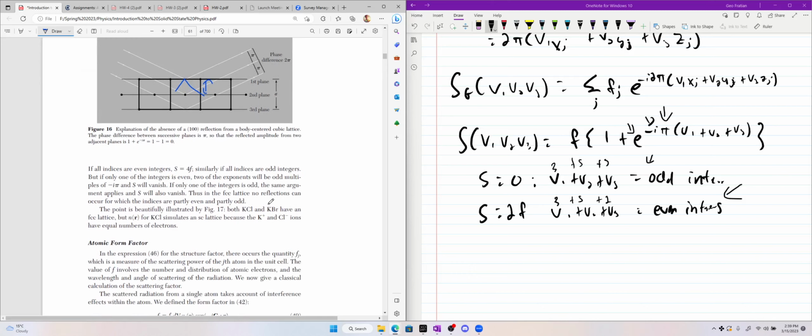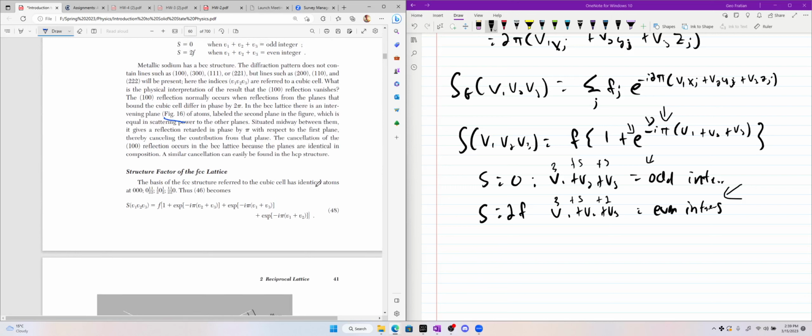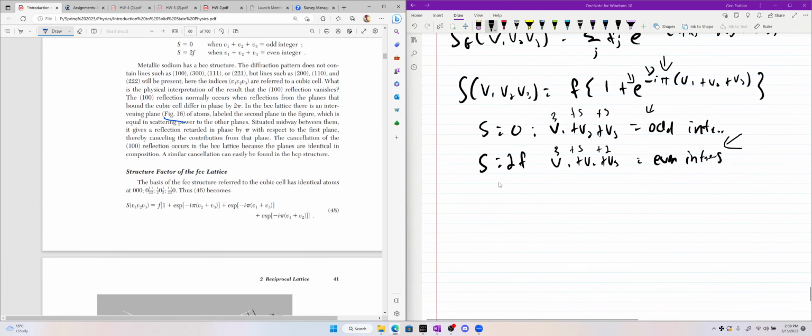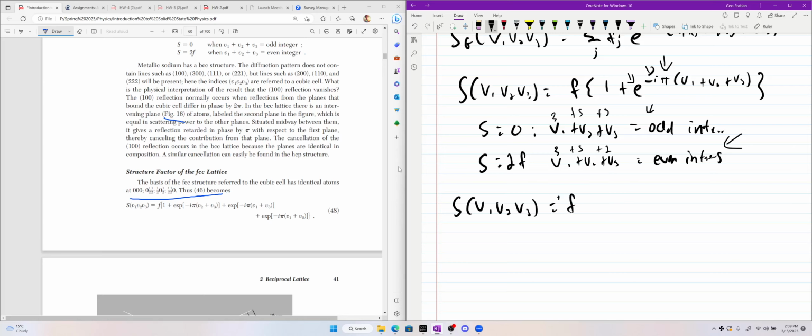Okay. All right. So if we look at the structure factor now of the FCC lattice, we have identical atoms at 0, 0, 0; 0, 1/2, 1/2; 1/2, 0, 1/2; and 1/2, 1/2, 0. So we can rewrite S(v1, v2, v3) as f times 1 plus e to the negative i pi (v2 plus v3) plus e to the negative i pi (v1 plus v3) plus e to the negative i pi (v1 plus v2). Okay.